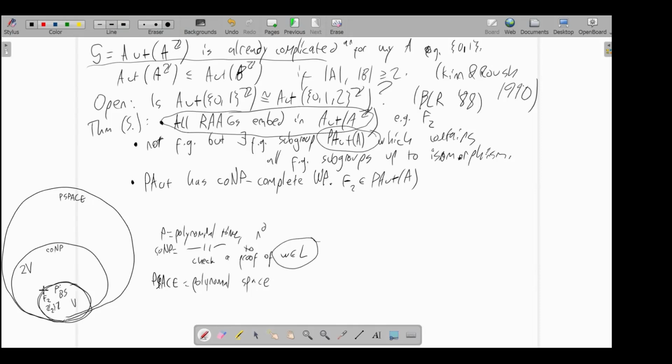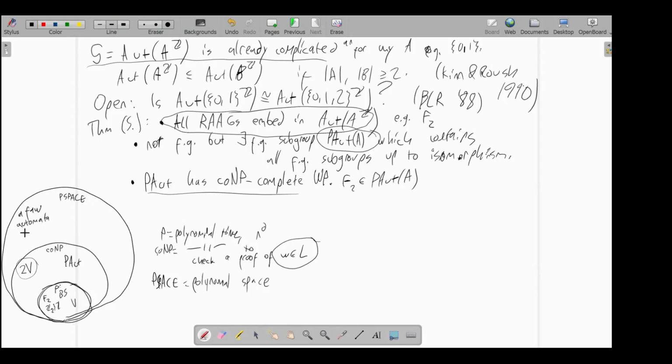All of these have their word problem also in co-NP. But when I write it here, it means that it's one of the hardest problems in co-NP. So the true complexity is co-NP. We say it's co-NP complete. Maybe I will say a few words about that. And then this POUT group, which I mentioned here, also lives in this level. And then there are a few automata groups known here.